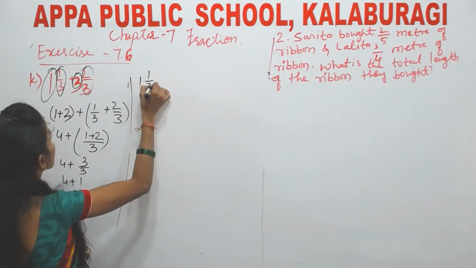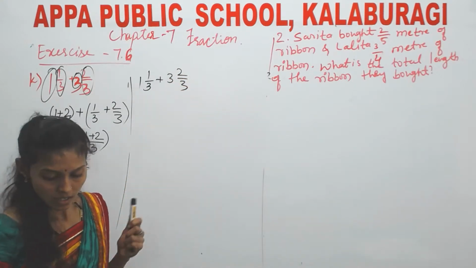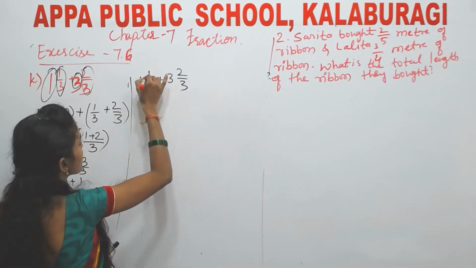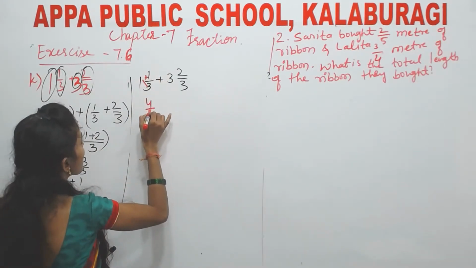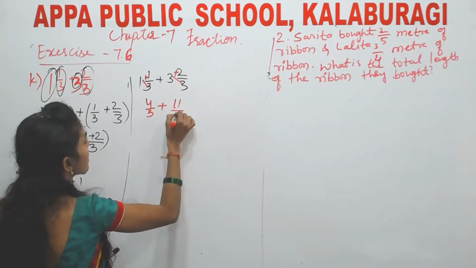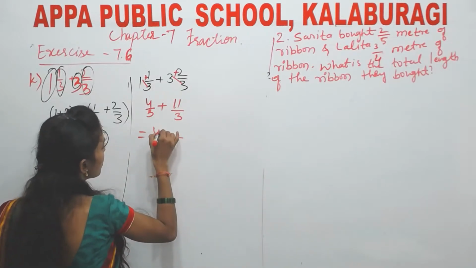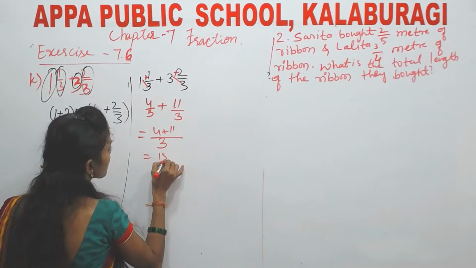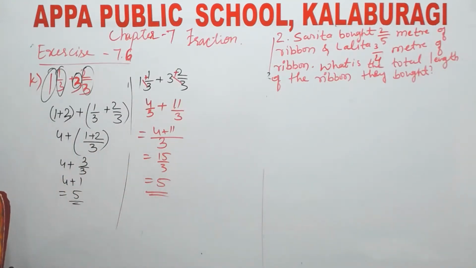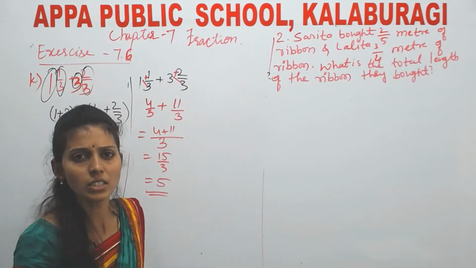1 integer 1 by 3 plus 3 integer 2 by 3. Which method? Convert them into improper fractions. See, 1 3s are 3 plus 1, 4 divided by 3, plus 3 3s are 9 plus 2, 11 by 3. Add up. Denominator is same. 4 plus 11, that is 15 by 3. This is nothing but 5. See, any difference in the answer? Got it? There is no difference at all.